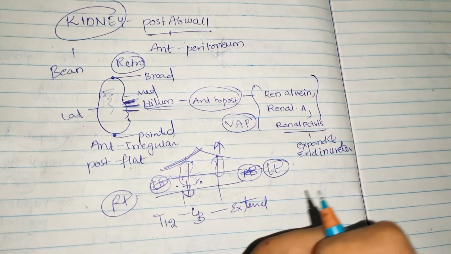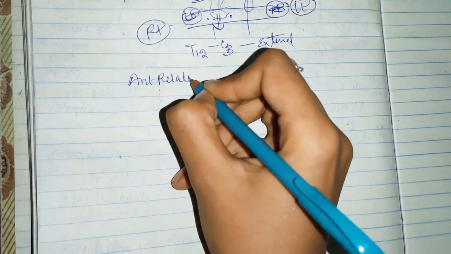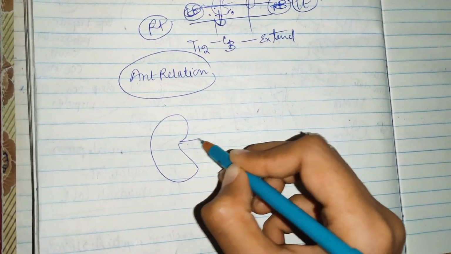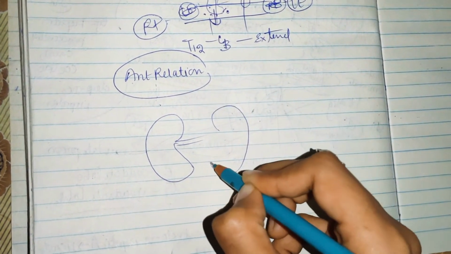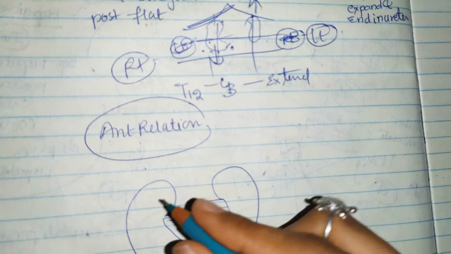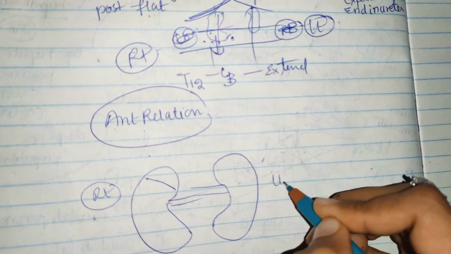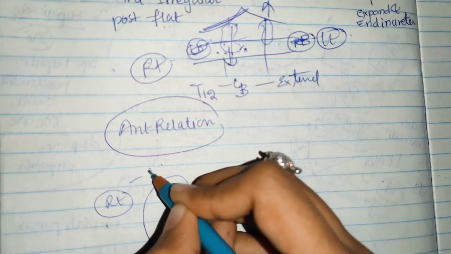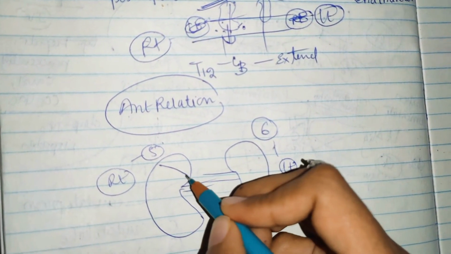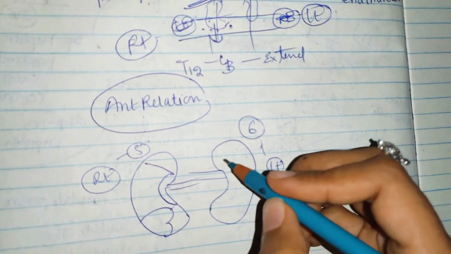Now let us discuss the anterior relations of the kidney. For that, let us draw two kidneys, on the right side and left side. Here you will have the hilum. Let us divide the kidney. This is the right side, this is the left side. The right side kidney is divided into 5 parts, the left side kidney is divided into 6 parts. What are those? Let us draw it, like this, and this side.